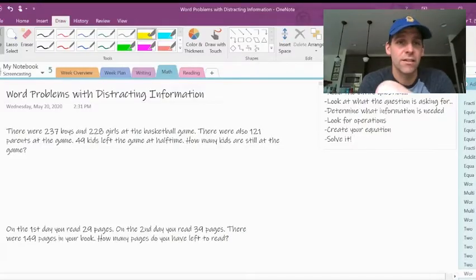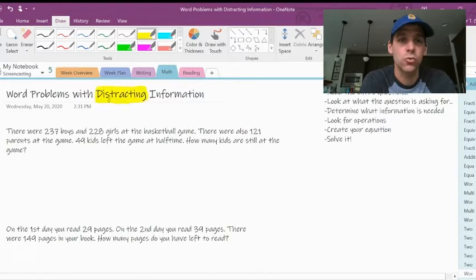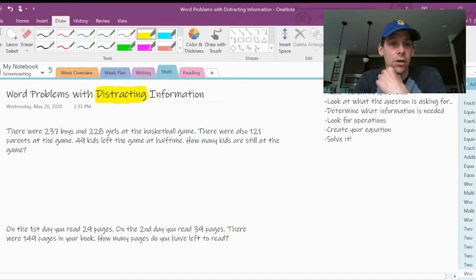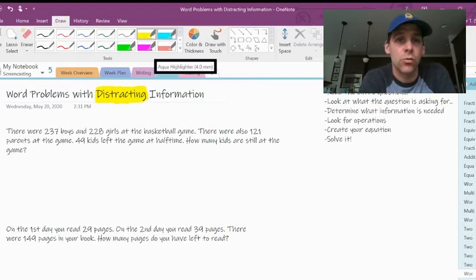The word distracting really is this whole idea about trying to take you away from where you want to go. You might get distracted at home from doing something, or at school on a task. But really, there's information that we are going to be looking at here that we don't need.